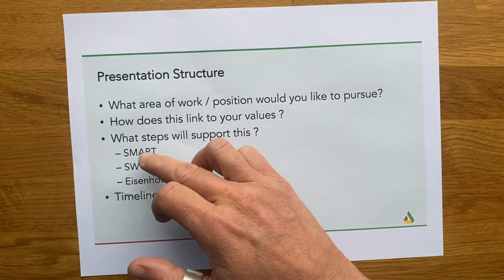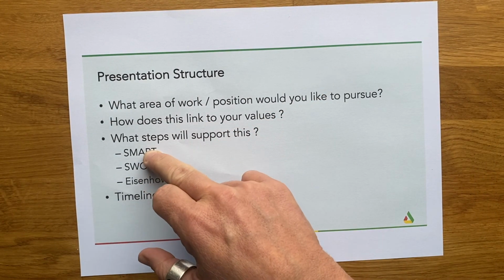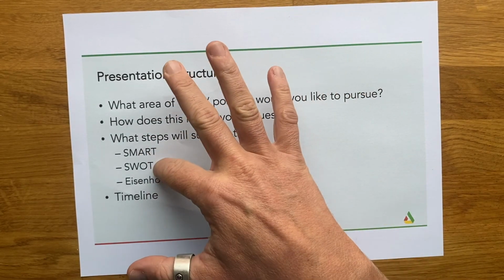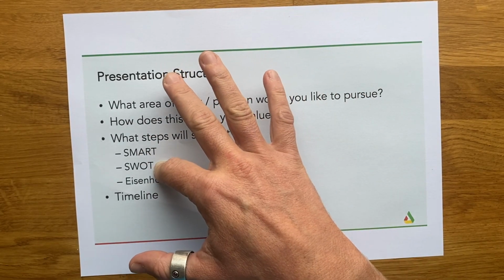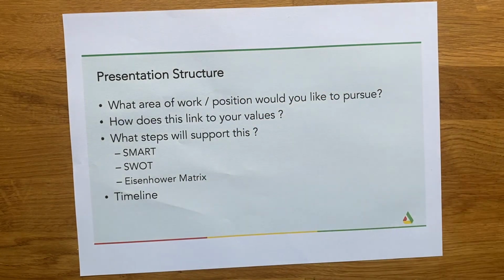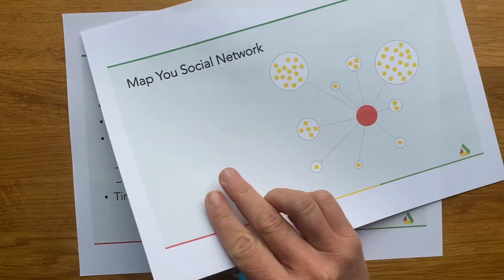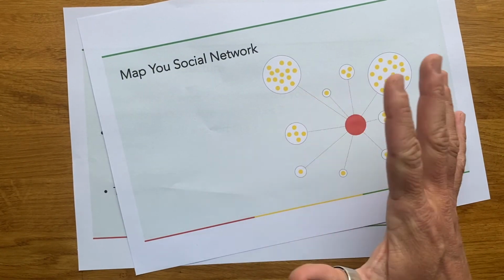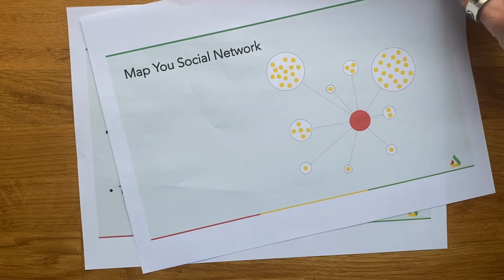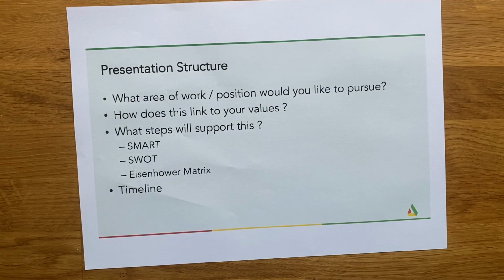It could be that you actually visually show people your SMART plan. It might be that you show us your SWOT analysis or your Eisenhower matrix or your social network map and what you're going to do in relation to that, how that links to social media, for example. There are all sorts of different ways that you can do this.